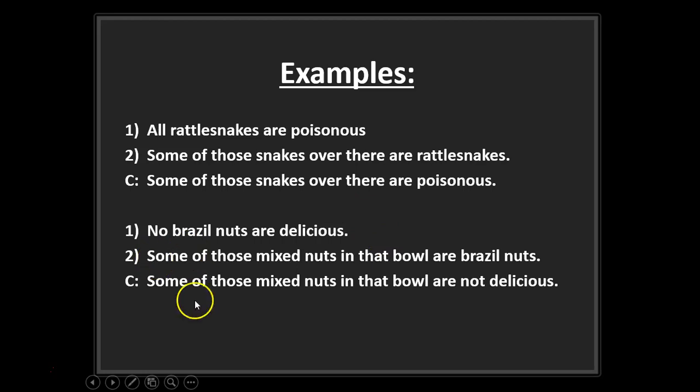Or down here, no Brazil nuts are delicious, and some of those mixed nuts in that bowl are Brazil nuts, therefore some of those mixed nuts in that bowl are not delicious. Again, if the premises are true, the conclusion would follow necessarily. You got the no's and the somes. These are categorical syllogisms.